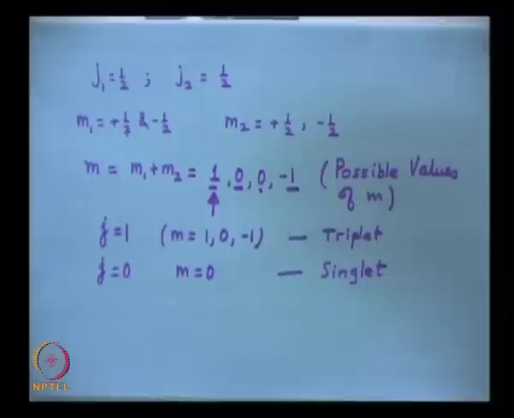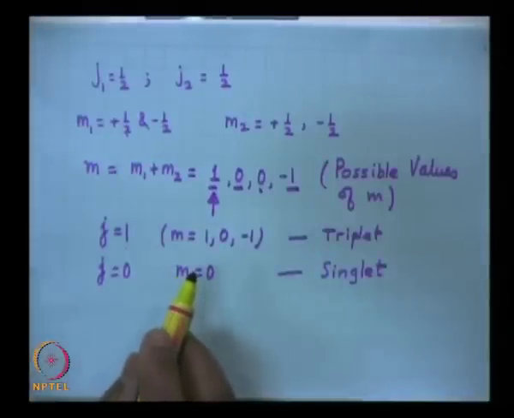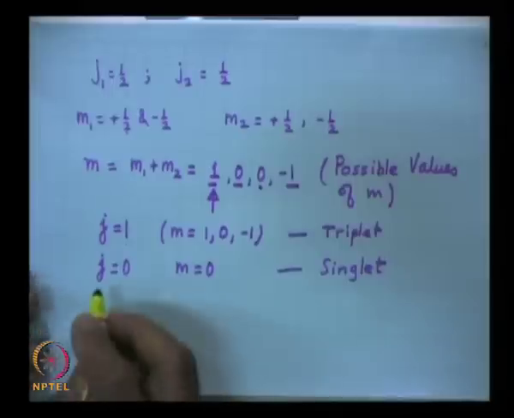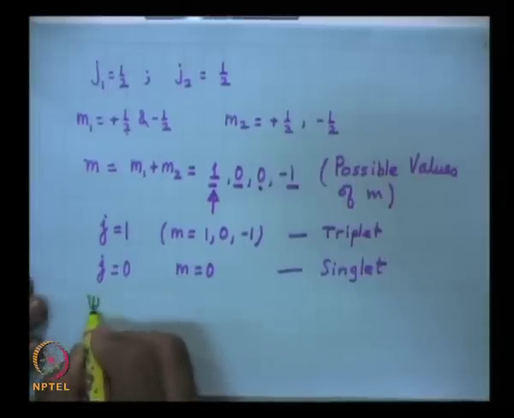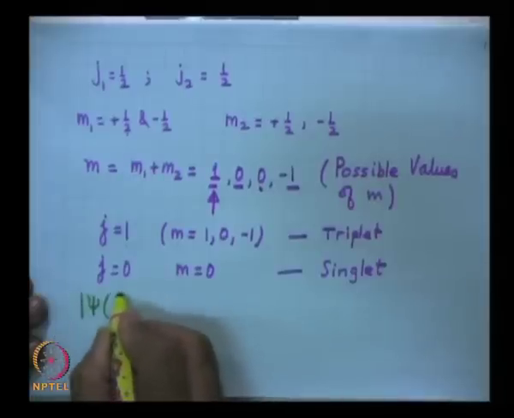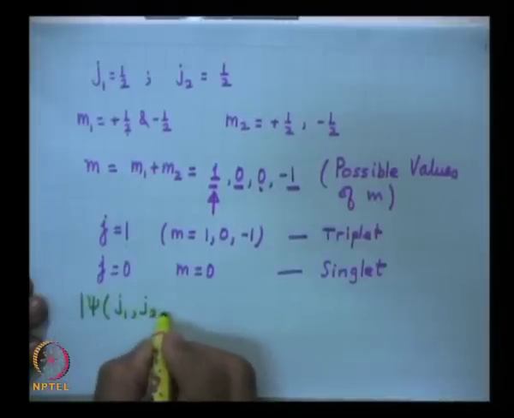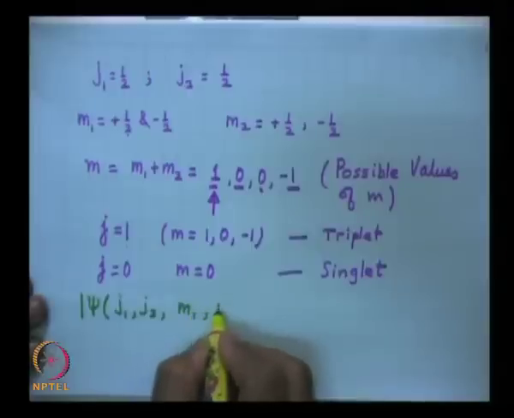Now, let me go back to this slide. Let me go back to the case. I hope you now understand the algebra. So, we consider two spin half problems. So, we have 4 psi functions. Please see, the psi functions are psi j1, j2, m1, m2.